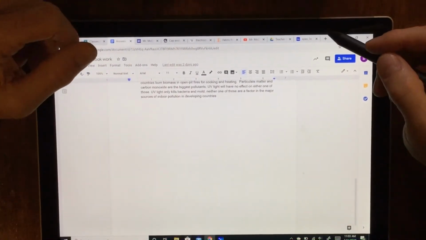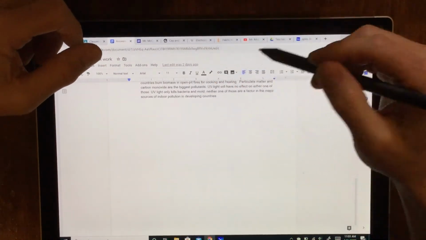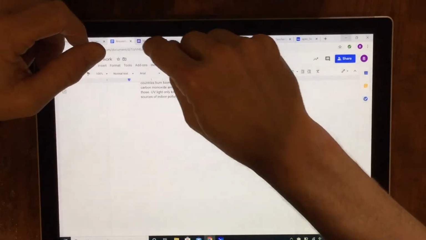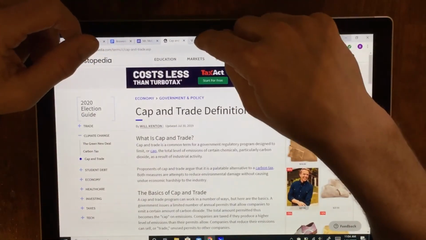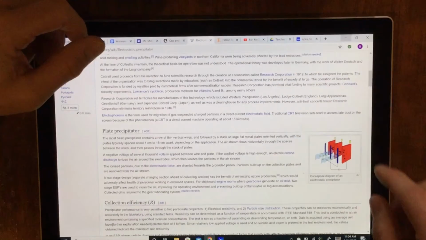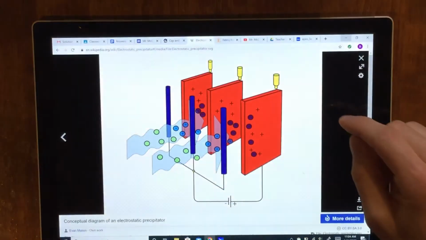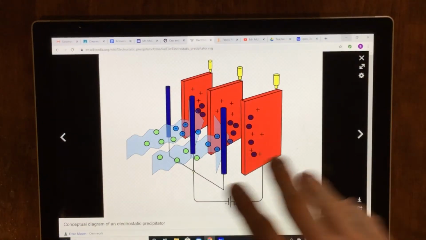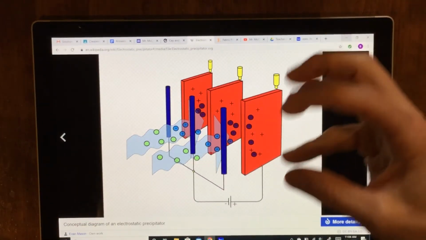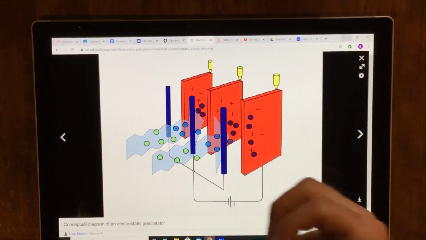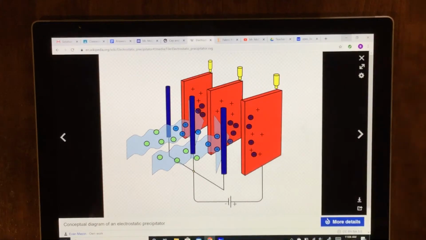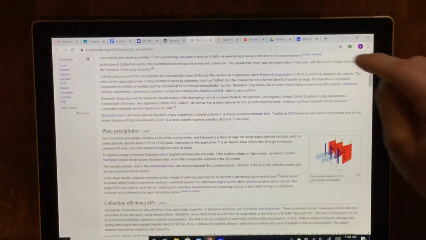All right, let's see. So here's that cap and trade thing I was telling you about. I'll send this to you guys. Just a couple things here. Electrostatic precipitator. So there's the charge plates. When the particulate matter comes in, it becomes charged, sticks together, and it's just easier to take out. If it sticks together, it's too big to keep continuing through, and then it's cleaner.